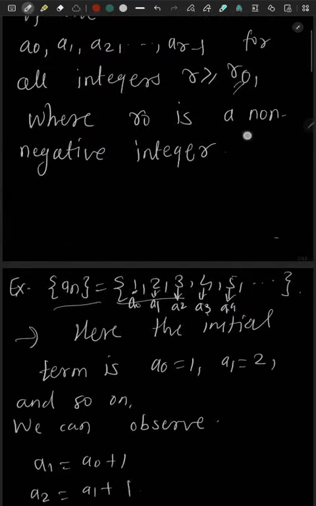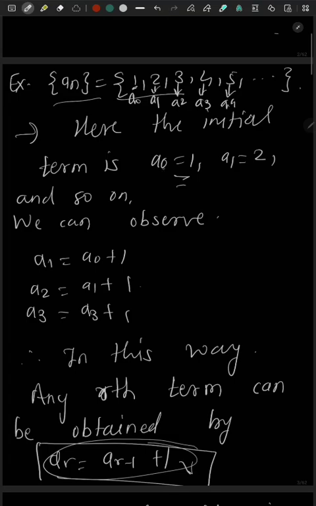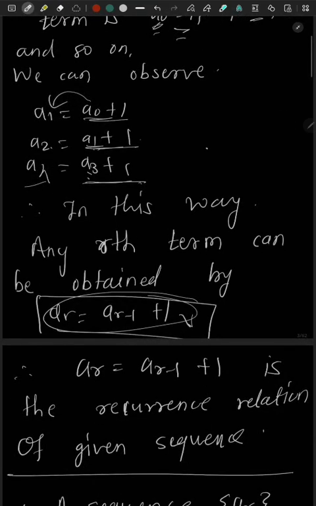Here we can observe that if a0 is equal to 1, then when we add 1 to a0, that is a0 plus 1, we will get a1, which is 2. Similarly, when we add 1 to the a1 term, we will get a2, which is 3. When we add 1 to the 3, we will get 4. Here when we add 1 to a3, we will get a4.